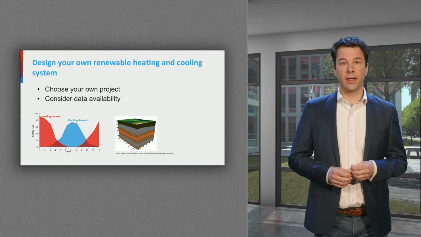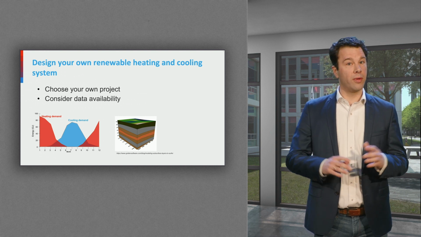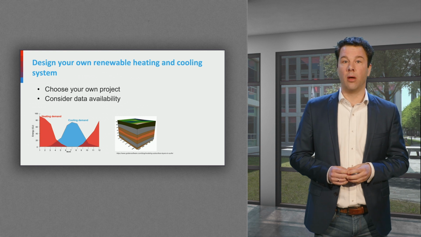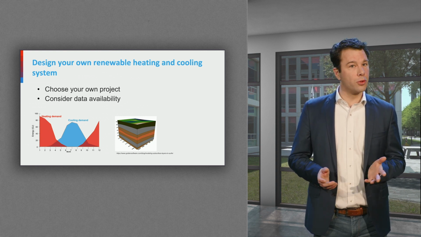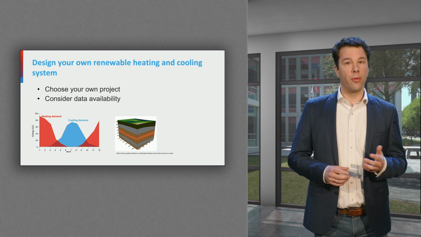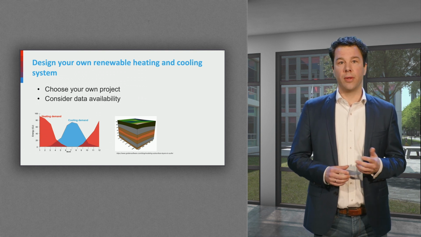You also need to identify local sources of heat, so some information about the local environment is helpful. For example, local resources like surface water and the subsurface, but also neighboring buildings or industries that could have waste heat available.